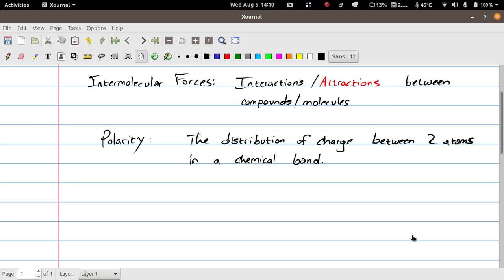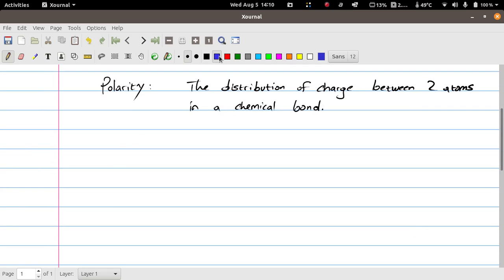Okay, so I'm going to write some common electronegativity values. And remember, electronegativity was, pretty much, how likely an atom is to pull an electron towards it in a chemical bond. Electronegativity, sorry, I'm not a good speller.